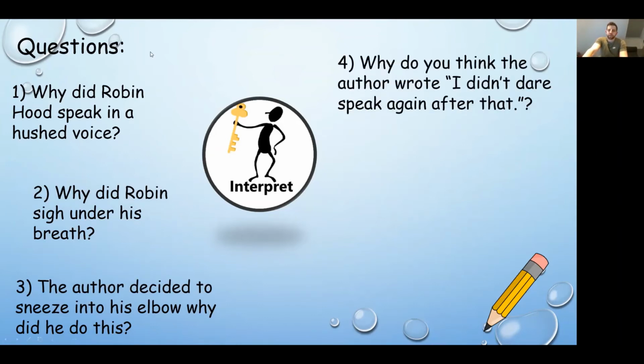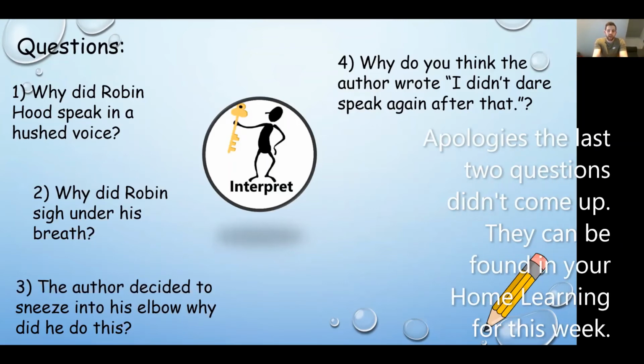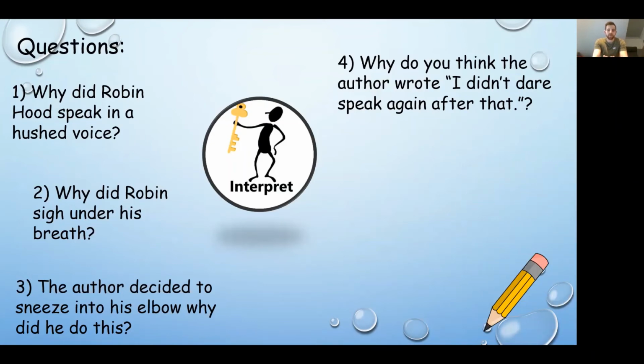Question number 4. Why do you think the author wrote, I didn't dare speak again after that? Question number 5. What time of day do you think it was and why? And question number 6. Why do you think that wealthy travellers want to use the more sheltered roads? And again, we looked at the word sheltered on Monday during our explain lesson. If you can remember that, that'd be helpful. So I'm going to leave you with those 6 questions.